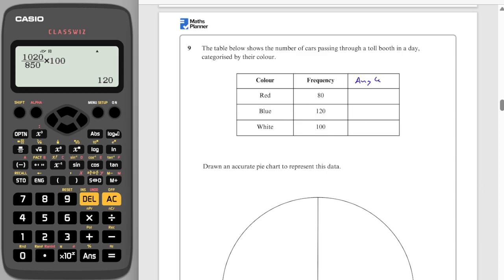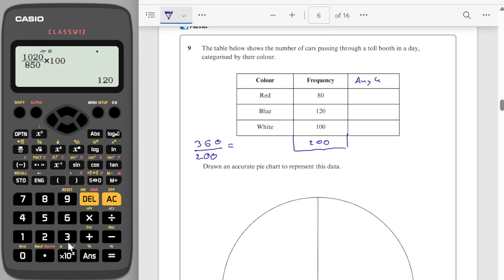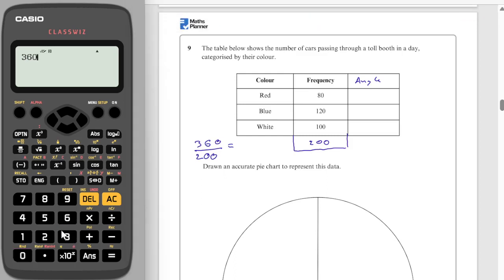So I need the total frequency. Total frequency is 200. So each angle is going to be worth 300. Sorry, each frequency is going to be worth 360 divided by 200 degrees. So 360 divided by 200, I think it's going to give me 18. It's not. It's going to give me 1.8. So each frequency is going to be worth 1.8 degrees. So I'm going to times all of these by 80. So I'm going to type that in as 1.8 times by 80 first of all. So my angle size is going to be 100.